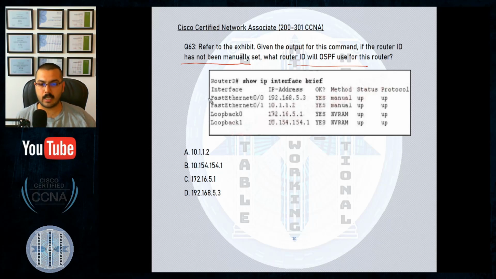Here I have physical interfaces and a loopback interface. So leave the physical, take the biggest loopback address, not the biggest loopback number, the biggest loopback address, which is 172. It's up and running, so this one will be chosen. Loopback 0, 172.16.5.1. Okay, I hope that is okay.